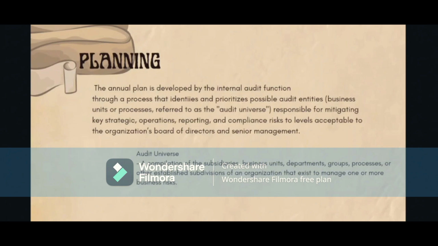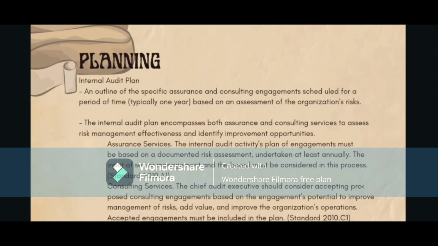Ang KAE gina-consider ang mga information and determines the human and financial resources necessary to provide appropriate audit coverage for the audit universe. So, sa audit universe, sila ang compilation of the subsidiaries, business units, departments, groups, processes, or other established subdivisions of an organization that exist to manage one or more risk. Sa planning, after ani, ginahatag na nila sa appropriate nga audit universe ang mga na-identify nila nga risk.